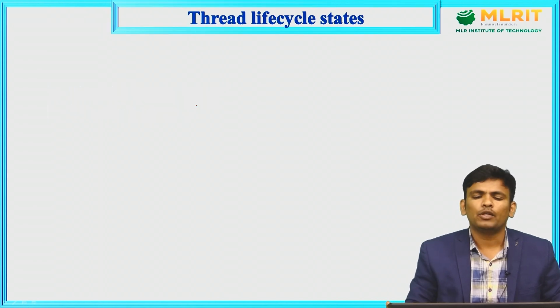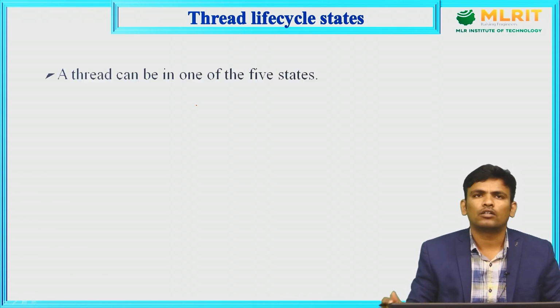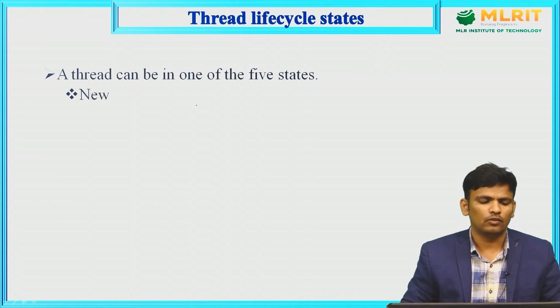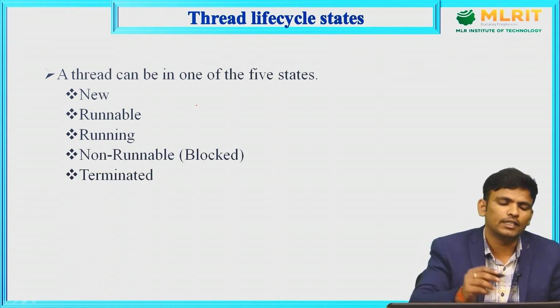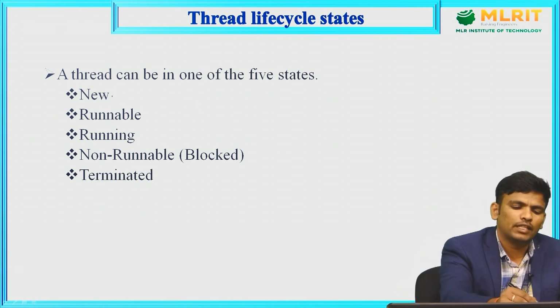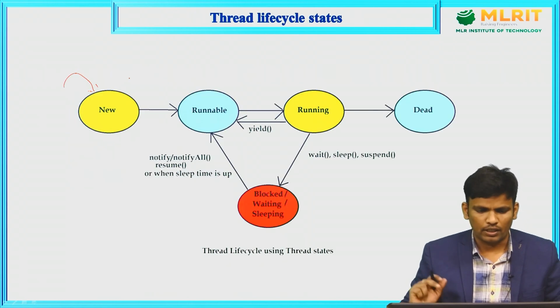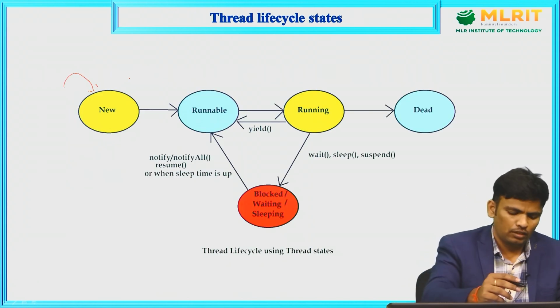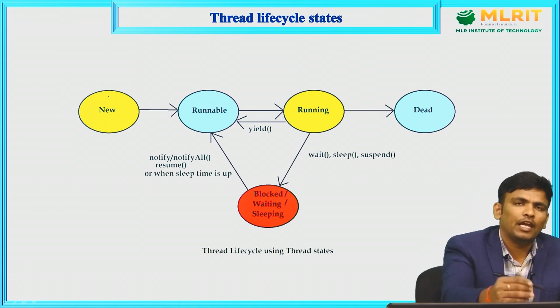Coming to the thread life cycle states, in a thread we have a total of 5 states. The first one is the new state, next runnable state, next running state, next non-runnable or blocked state, and last a terminated state. Means a thread can be in any one of these states. If you take a diagram here, when you create a thread it can be in any one of the states.